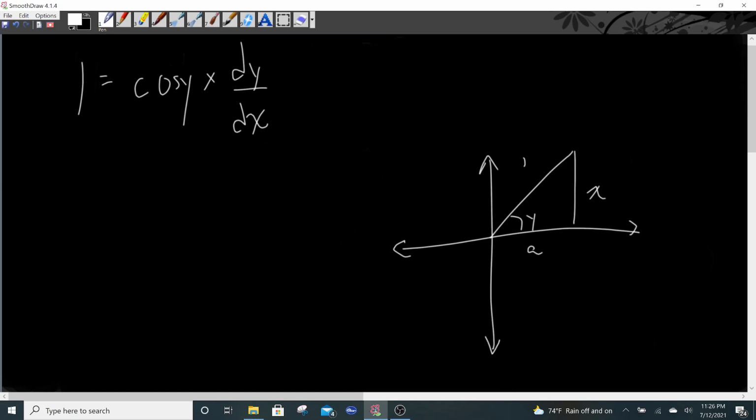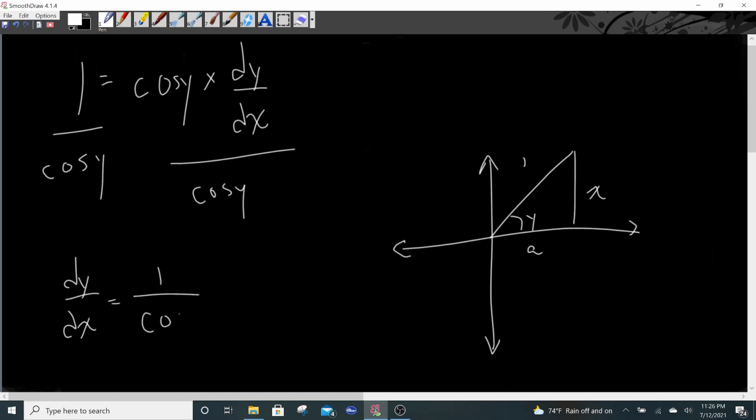And now we divide both sides by cosine y. And then we get dy dx equals 1 over cosine y. And now we're going to use Pythagorean's theorem, which is, I think, an interesting concept. I saw this proof a little while ago, but still.